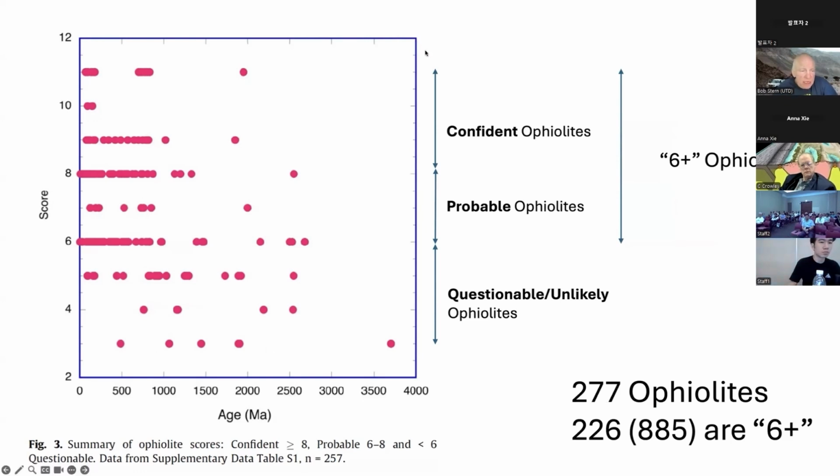So we can break these into ophiolites that get a score between 8 and 11. These are confident ophiolites. Ones that get a score between 8 and 6, these are probable ophiolites. And ones that get a score of less than 6, these are questionable or unlikely ophiolites. So of the 277 ophiolites that we found in the literature, 226 of them score 6 or more. So they are, you know, probable and confident ophiolites.